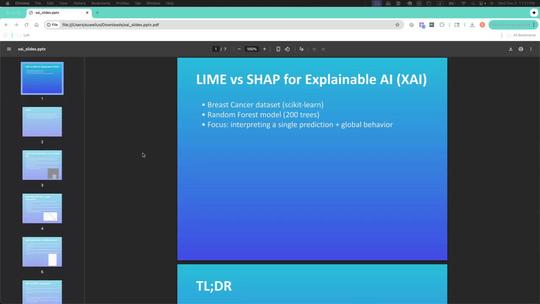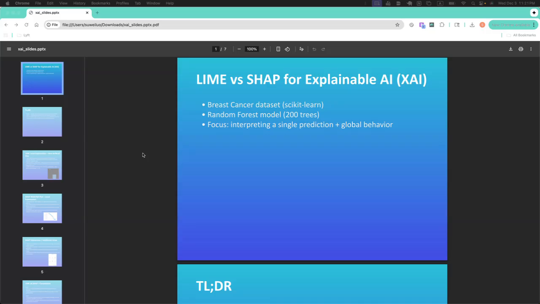Okay, so today in the presentation, I'm going to talk about the mini project I have been working on. The dataset I'm going to use is the scikit-learn breast cancer dataset. The goal is to use random forest to predict whether the breast cancer is benign or not. The focus, however, is to talk about how we can interpret a prediction using two ways.